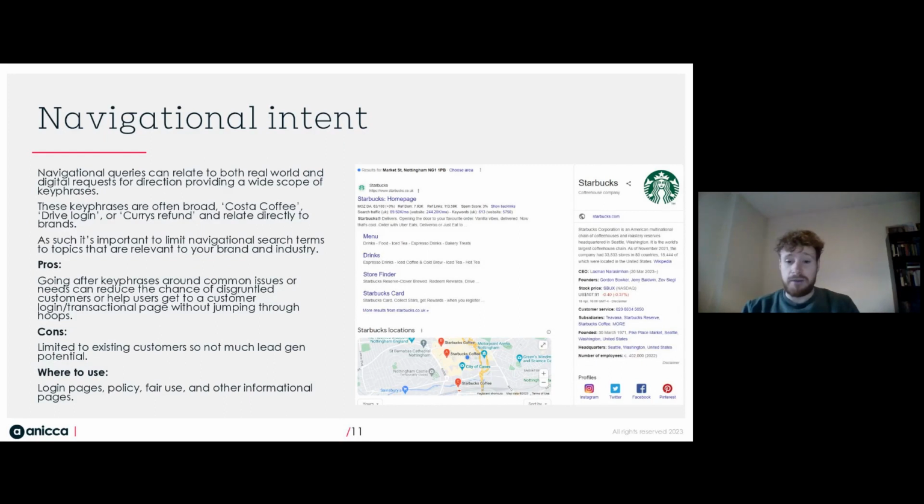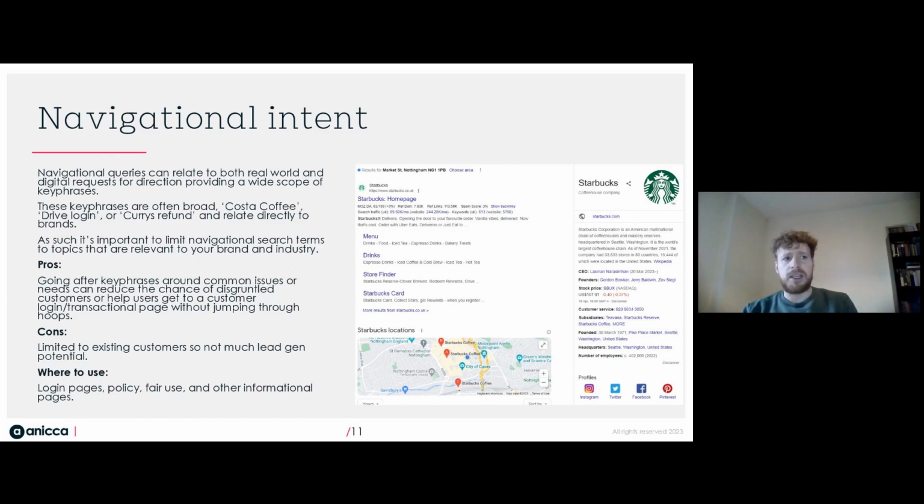The next type we have is navigational intent. Navigational intent is looking for navigation, looking for direction. This can be both physical and in the digital world. These key phrases are often driven by a need or by a brand. So they can often be quite broad, like coffee near me, or Costa Coffee, someone searching on their phone for a really quick search. Or alternatively, someone looking for a page related to a particular service, such as a refund page.